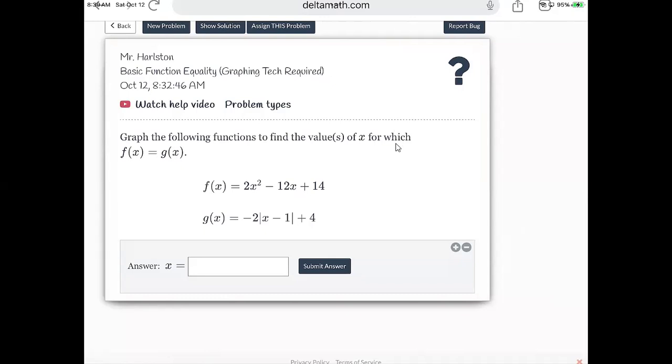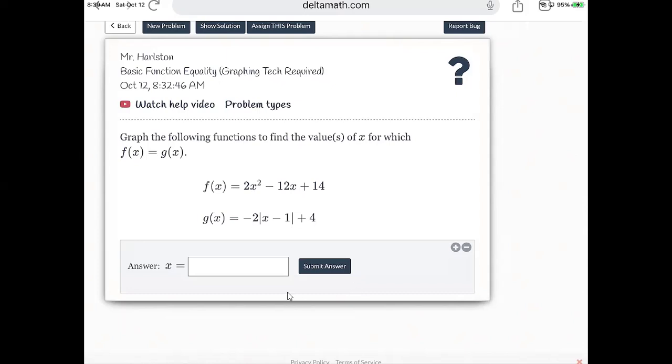One of the most important features that we're going to be using this entire year is the ability to graph functions. It will help us solve so many different questions. So I'm going to use this and show you how you should use the calculator. We have two functions here. f of x is a quadratic, g of x is an absolute value. I want to show you some of the features that you need to be able to use. We want to find where these two functions are equal, so we're going to find where they intersect.